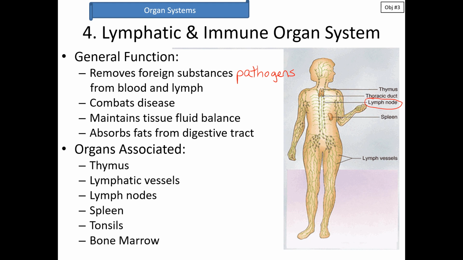Where did the fluid come from in the first place? It came from your blood. Due to high blood pressure and things like that, the fluid leaves the circulatory system and enters the tissues, and the job of the lymphatic system is to return that excess fluid back to the circulatory system. The lymphatic system also absorbs fat from the digestive system.